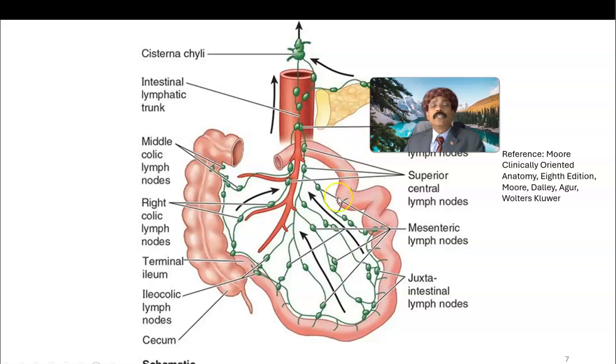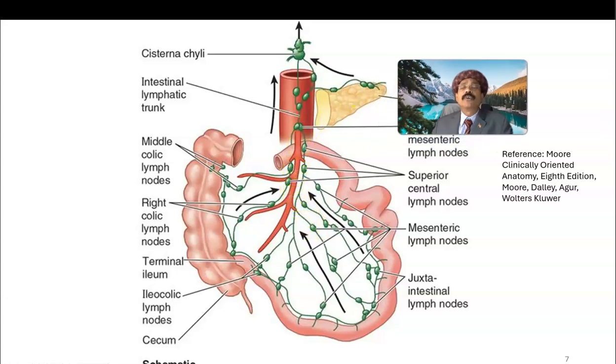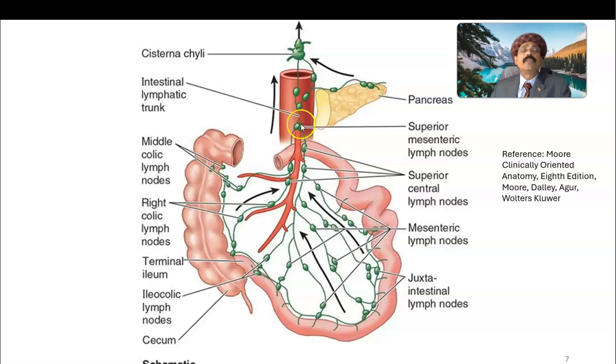Okay, so these are the lymph nodes related to the jejunum and ileum. We have juxta-intestinal lymph nodes, then mesenteric lymph nodes that will eventually go to the superior mesenteric lymph nodes, then ultimately to the cisterna chyli, then the thoracic duct. The thoracic duct enters the thorax initially on the right side, then eventually it goes to the left side and opens at the junction between the left internal jugular vein and left subclavian vein. And this is the cisterna chyli. The thoracic duct begins from here.